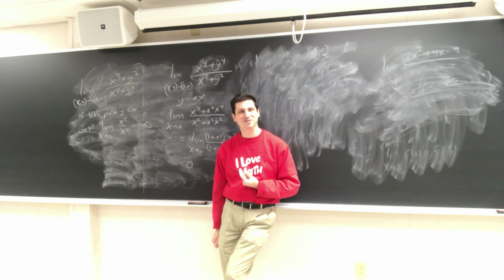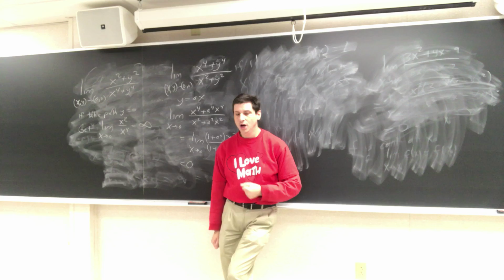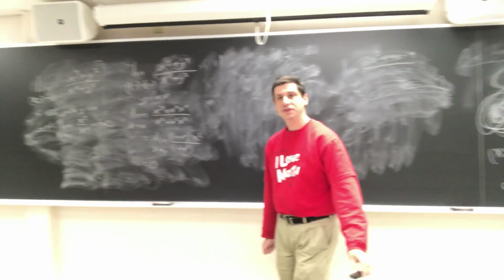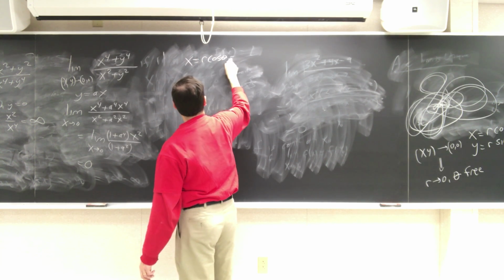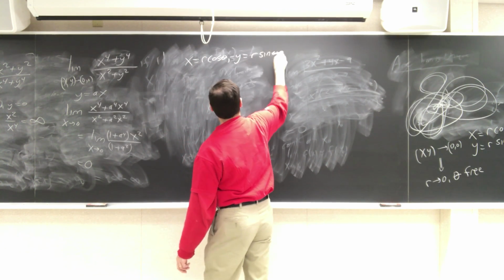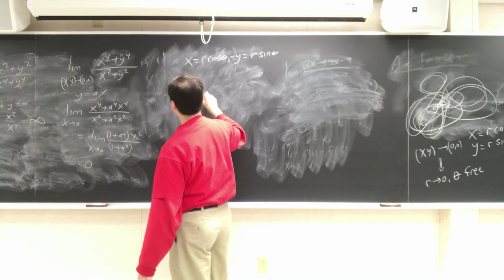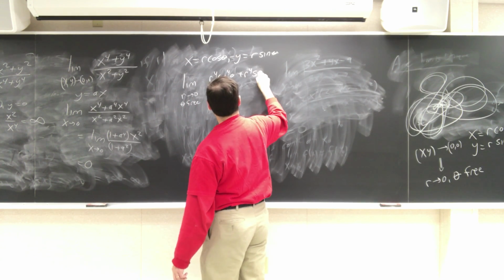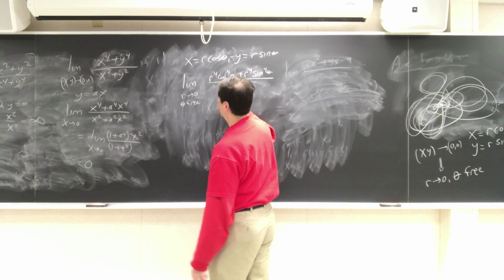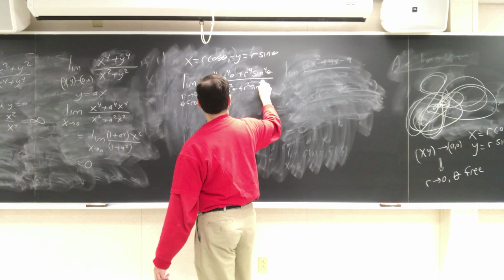Have we proven the limit is 0? No. We have to consider again the Miyagi paths. Okay? Let's now switch to polar coordinates, and let's see what things look like. So now let's take x is r cosine theta, y is r sine theta, and now our limit is going to be the limit as r goes to 0, theta is free, of r to the fourth cosine to the fourth theta plus r to the fourth sine to the fourth theta over r squared cosine squared theta plus r squared sine squared theta. Oh, great.